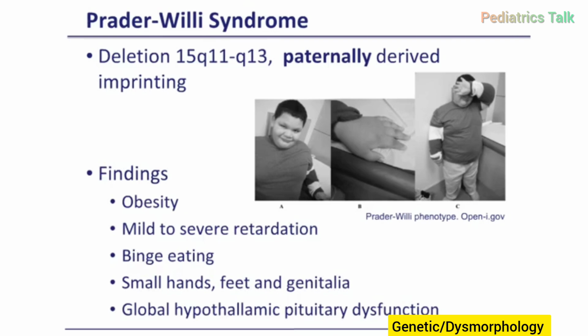The findings then of Prader-Willi syndrome are morbid obesity with hyperphagia, that is, inability to control eating. This typically starts in the second year of life, where we see a rapid increase in weight, crossing percentiles, and a description from the mother that the young child just can't stop eating and never seems to be satiated.